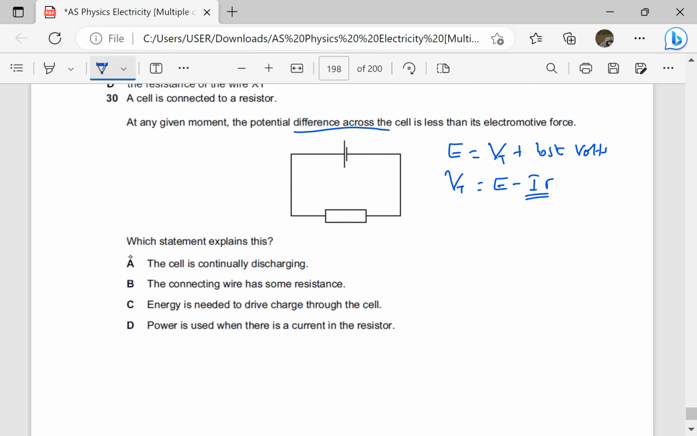Which statement explains this? The cell is continuously discharging, that's not true. The connecting wires have some resistance, that one does not account for that. The energy is needed to drive the charge through the cell. I think that is true because there is some internal resistance. Energy is needed to drive the charge through the cell because there is some internal resistance. That energy is the lost volts. So the answer is going to be C.